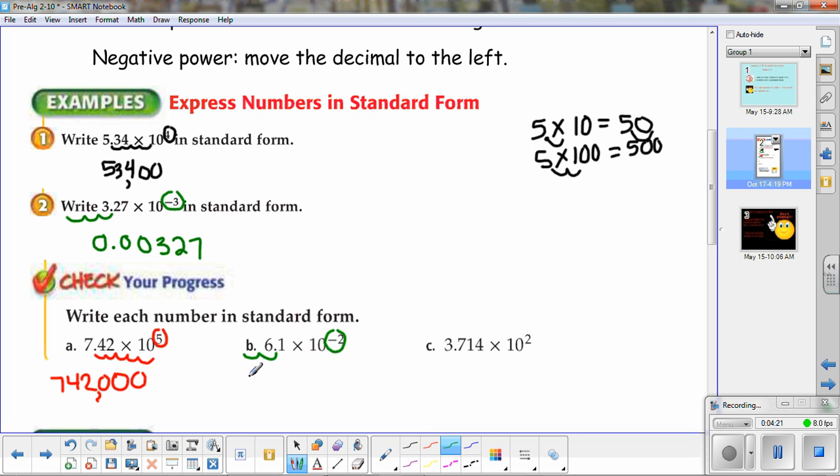The next example has a negative exponent, so now we're talking about an itty-bitty number. So we're going to make the number smaller by moving the decimal 2 to the left. Put in a 0 to hold the place.